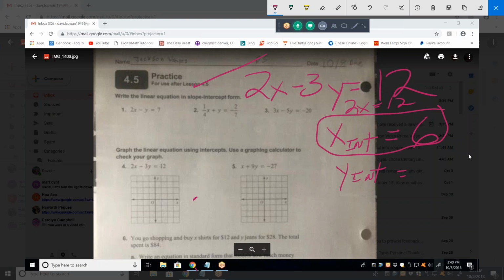Well, if I plug in 0 for x up here, I got 0 minus 3y equal 12. What's y equal to? That's going to be my y-intercept. If minus 3y equals 12, what is y equal to?